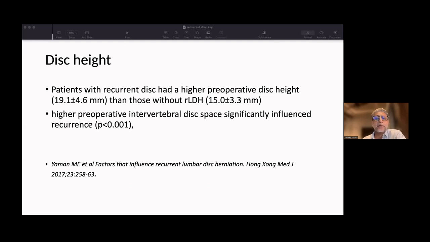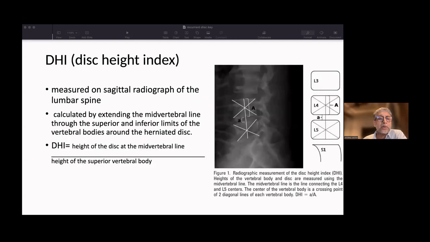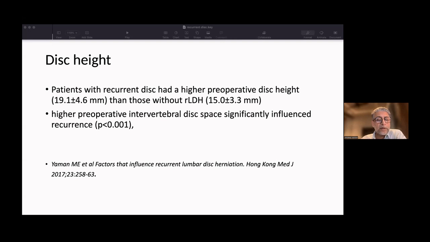So disc height. The patients with recurrent disc herniation had a higher preoperative disc height, the mean was 19 millimeters as compared to those without recurrence who had 15 millimeter disc height. The p value was less than 0.001 for the disc height ratio. And this paper was by Yaman et al., but unfortunately not Onur, it was some other Yaman.